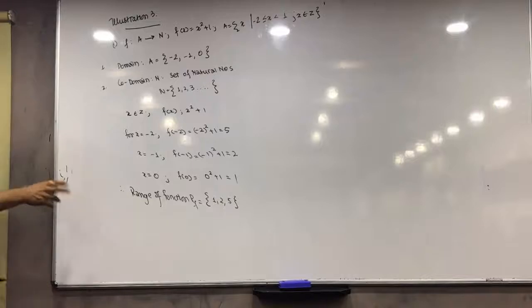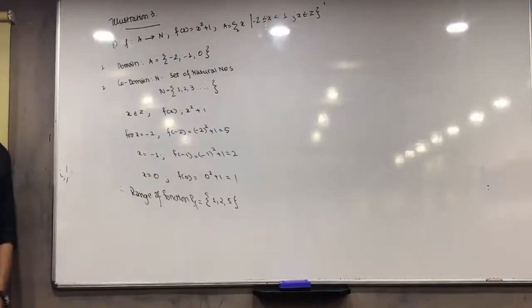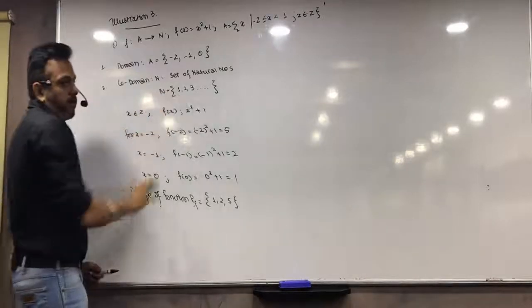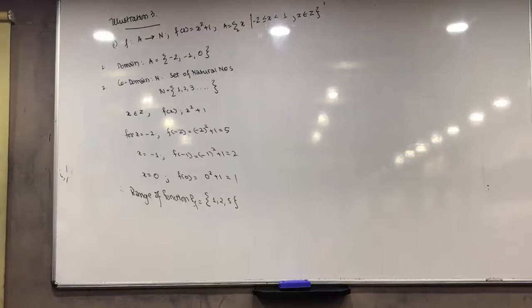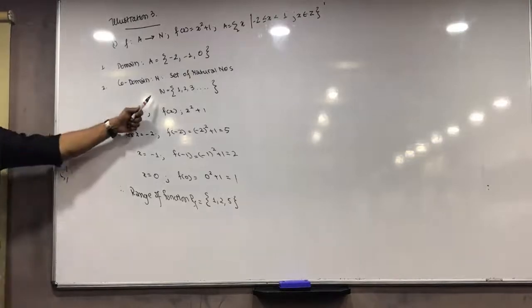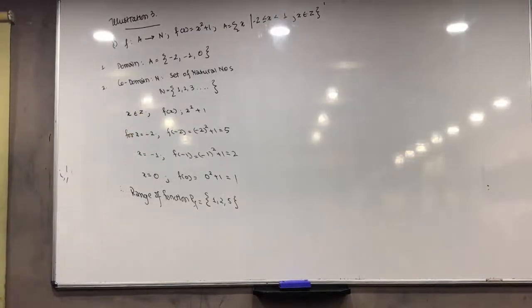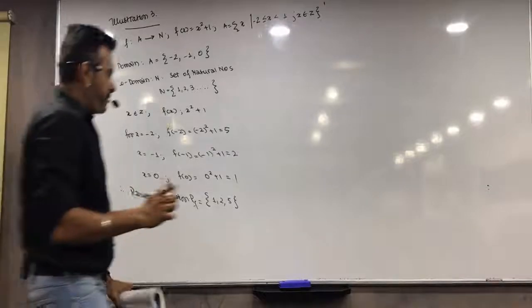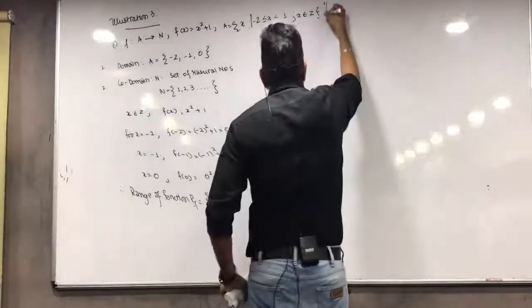If by solving the equation you got 0, then it is not a function at all, because in your codomain there should not be 0, because it is N. Natural number is the set of all positive integers. Got it? Okay. Next one. Second.